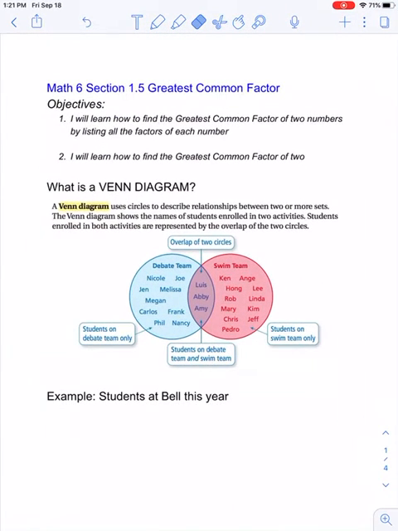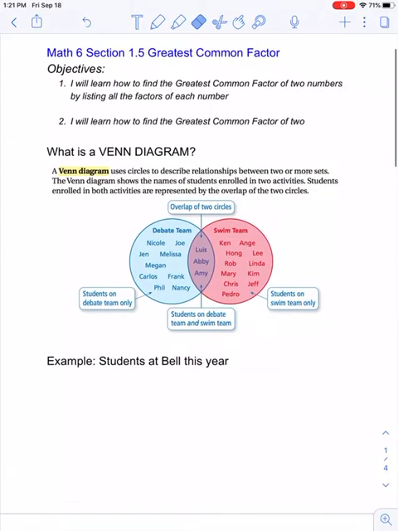Okay, this is our Math 6 greatest common factor lesson. Our objectives, I didn't finish writing the second one, but we have two objectives. One is we're going to learn how to find the greatest common factor of two numbers by listing the factors of each number. And the second way is we're going to learn to find the greatest common factor of two numbers. And I didn't finish it, but it is by using the prime factorization.